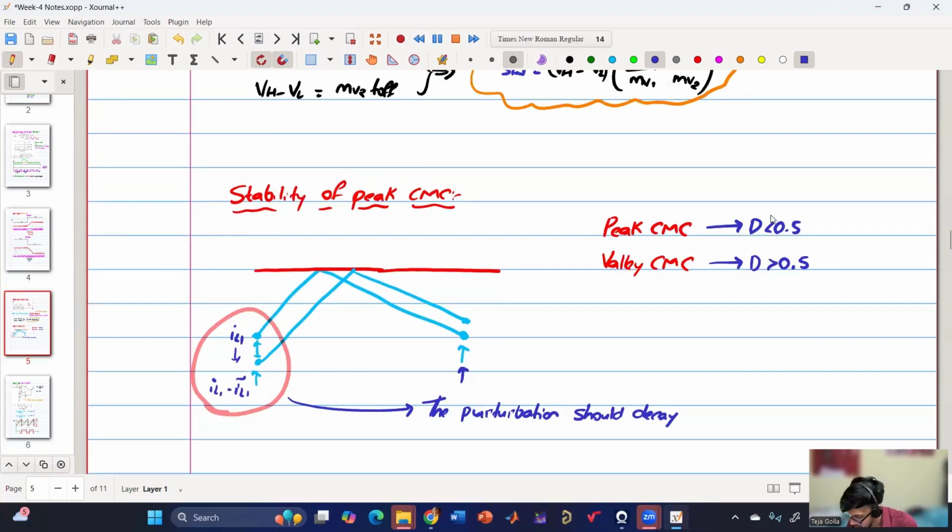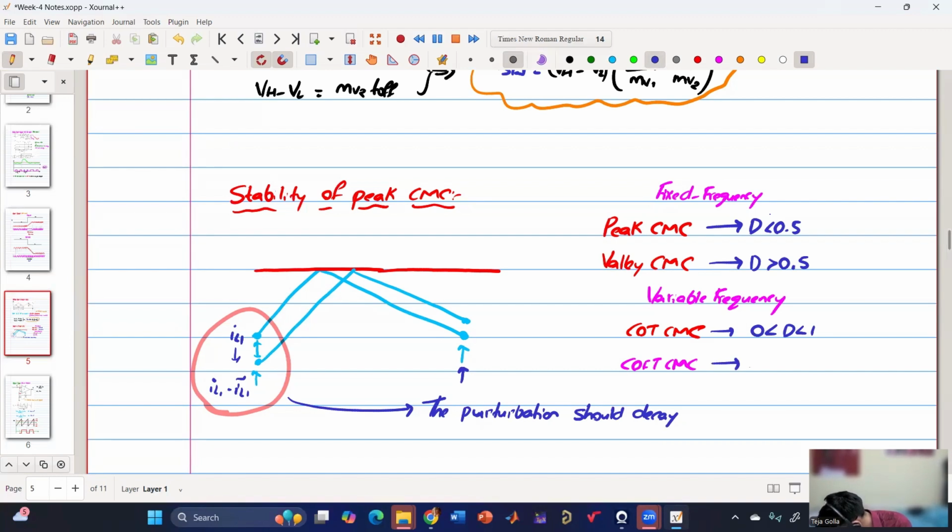Again, this is in fixed frequency modulation. Whereas in the case of variable frequency, there is no such restriction on stability. It is stable for the entire duty ratio range for both constant on time as well as constant off time. In either of the cases, duty ratio can be anything, and we have also seen that.